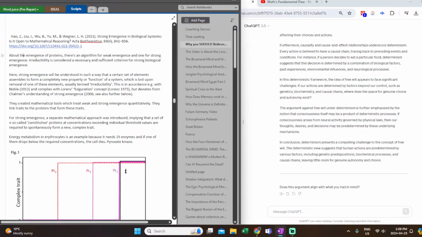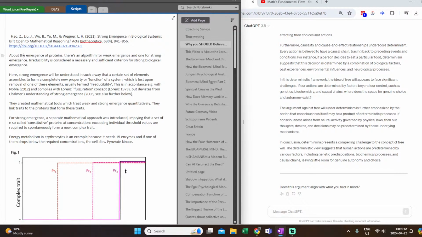About the emergence of proteins, there's an algorithm for weak emergence and one for strong emergence. Irreducibility is considered a necessary and sufficient criterion for strong biological emergence. Irreducibility, the property of irreducibility, means simply that in order to get a brand new property out of an object, there's a fundamental component, and without that component, you just won't get that property. And this is going to be in the context of proteins.